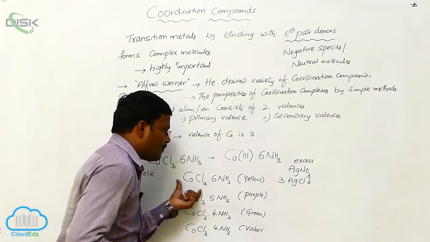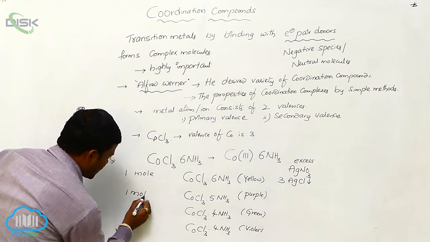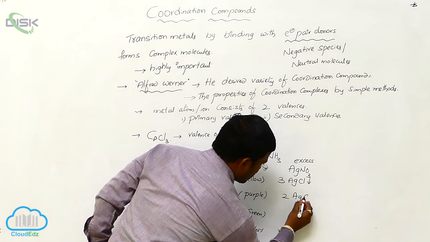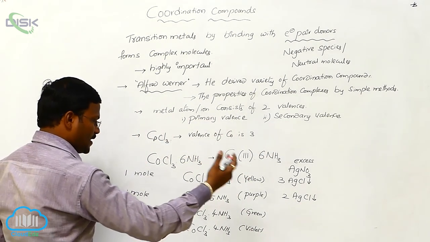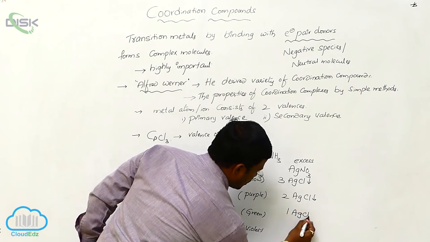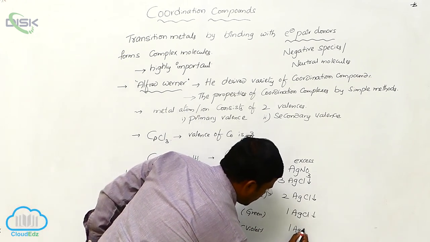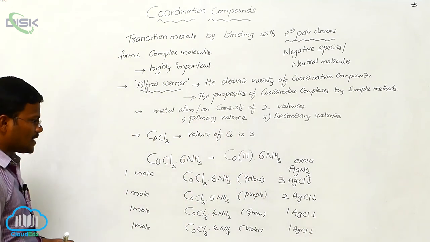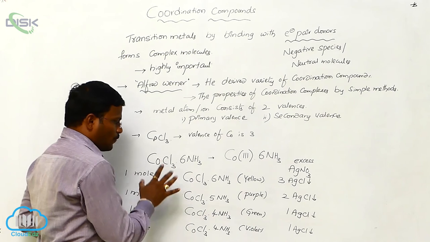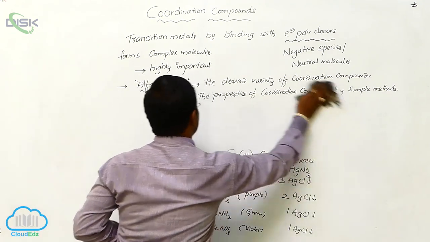That means one mole of the first complex can produce 3 moles of silver chloride precipitate, whereas 1 mole of the second complex, CoCl3.5NH3, produces only 2 moles of silver chloride precipitate. Similarly, 1 mole of the third complex produces only 1 silver chloride, and the last one also produces 1 silver chloride as precipitate. These are the generalized chemical reactions primarily done by Alfred Werner on cobalt complexes. From this experiment we can identify some conclusions. So what are the conclusions we can get from these chemical reactions?